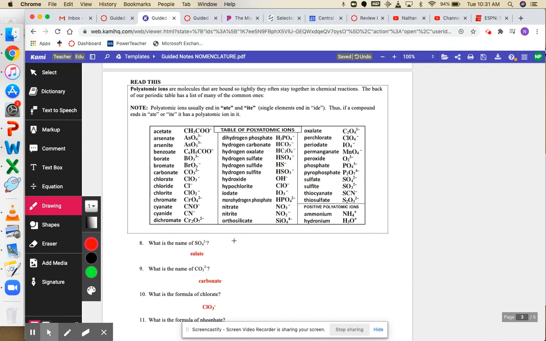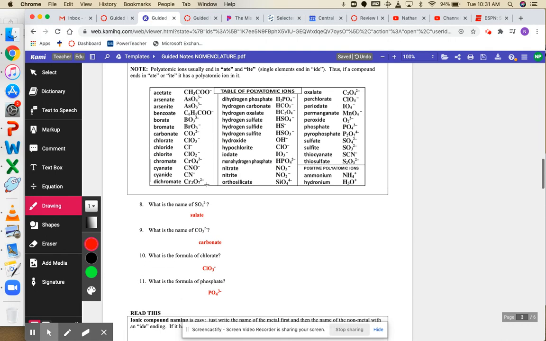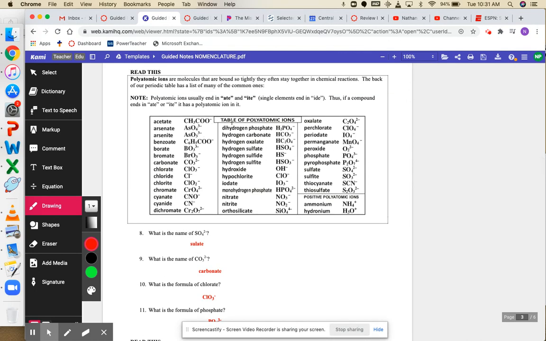All right, we're going to do a small transition into the ionic by going and talking about polyatomic ions. Polyatomic ions are ions that are so well held together that they don't break apart and they stay as like a single element. Now, here is what you need to know for nomenclature. Ates and ites mean polyatomic. You look them up on this chart. Ides, you're going to look up in the elements.